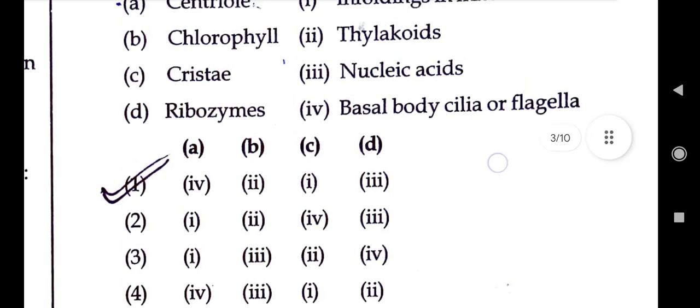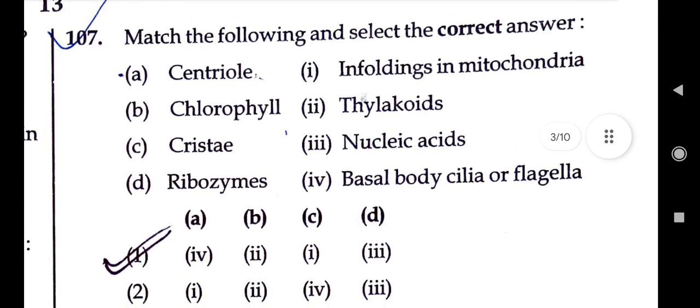4, 2, 1, 3. Okay, students. So if you see option A, centriole, centriole is matching mainly with basal body, cilia or flagella. That's why A is 4. Option B, chlorophyll, that is 2, thylakoids. Okay, this is correct. Option C, cristae is 1, infolding in mitochondria. So you have to match these things. So after matching, option 1 is the correct option.